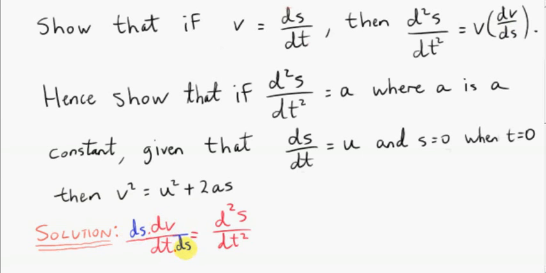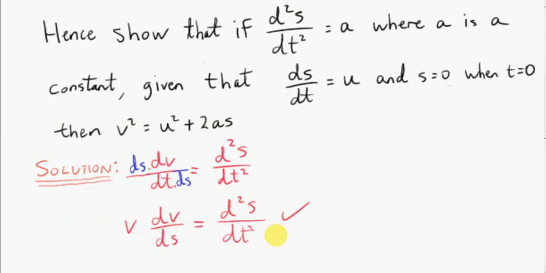Okay, so we've dv over ds here, and we have ds over dt. Well, if we look back here, ds over dt is just v. So we have ds/dt times dv/ds, or v times dv/ds. So that's what we had to show.